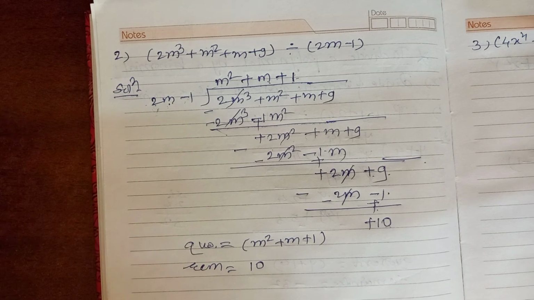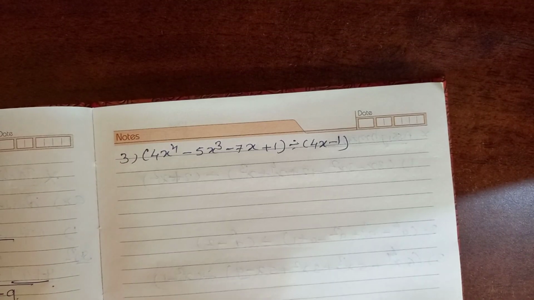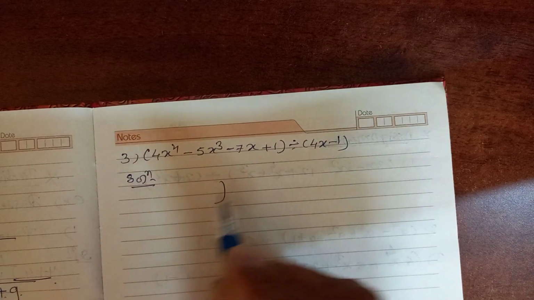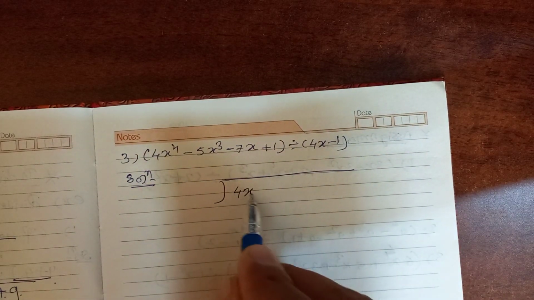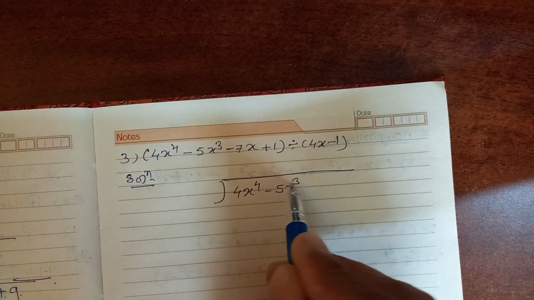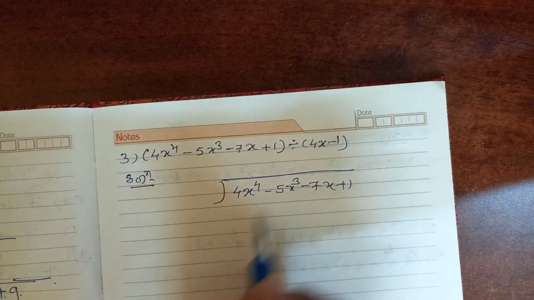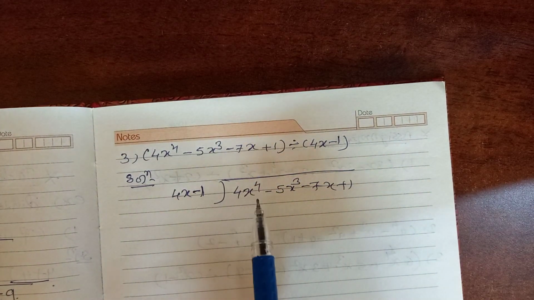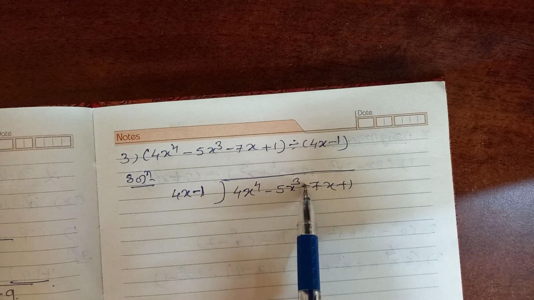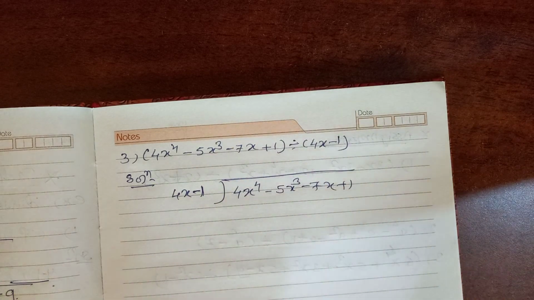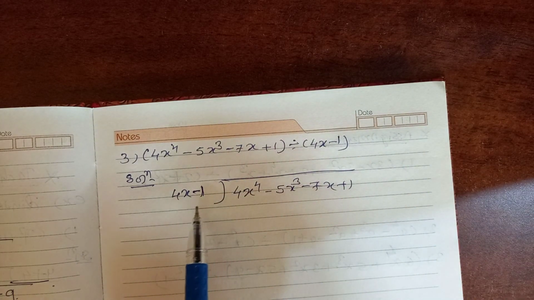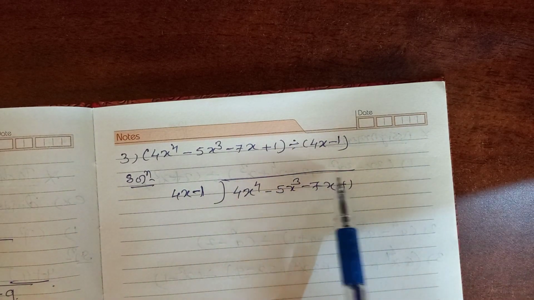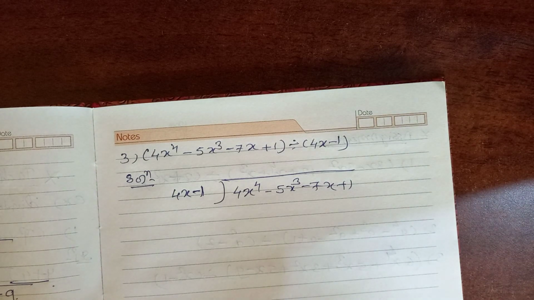See all the examples carefully. Now we'll see one more example. Divide 4x raised to 4 minus 5x cube minus 7x plus 1 divided by 4x minus 1. In some examples, maybe they will give x raised to 4 here and x cube there. Then you have to write the terms in standard form, means in descending order of power. Like that you have to adjust the terms.